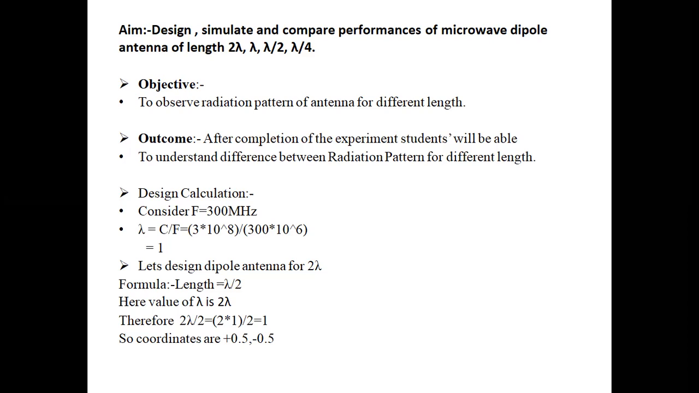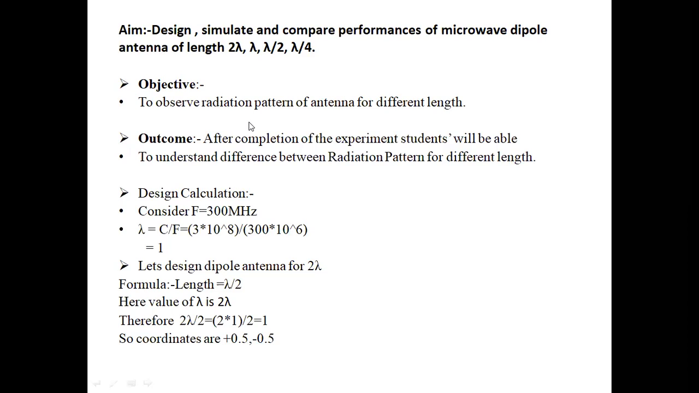So first we will design the antenna. For designing, first we have to consider a frequency. Most of the time in the given statement, the frequency is given. Here we have considered the frequency as 300 megahertz. So first calculate the wavelength from the given frequency. Lambda is equal to C by F. The value of C is 3 into 10 raised to power 8 upon the considered frequency 300 megahertz. So we get lambda is equal to 1. The value of lambda is 1.